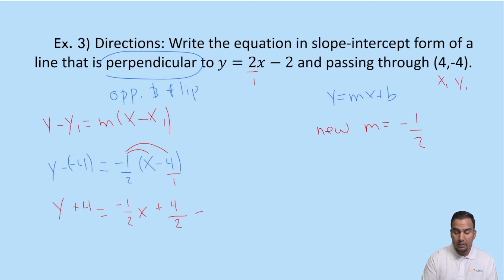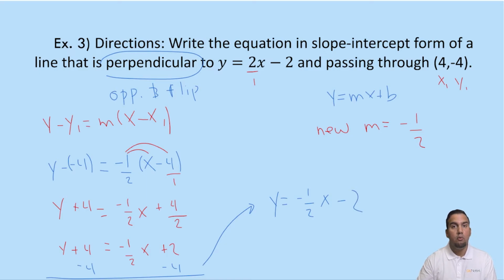But I could clean this up because why? This could become y plus 4. Actually, let me write it on the bottom just so it's a little bit clearer. y plus 4 is equal to negative 1 over 2 x plus 2, because 4 divided by 2 is 2. And then the last step is to do what? We're going to move the 4. So I'm going to subtract 4 from both sides. I'm going to get y is equal to negative 1 over 2 x minus 2, because 2 minus 4 is technically negative 2. And that's my final answer.